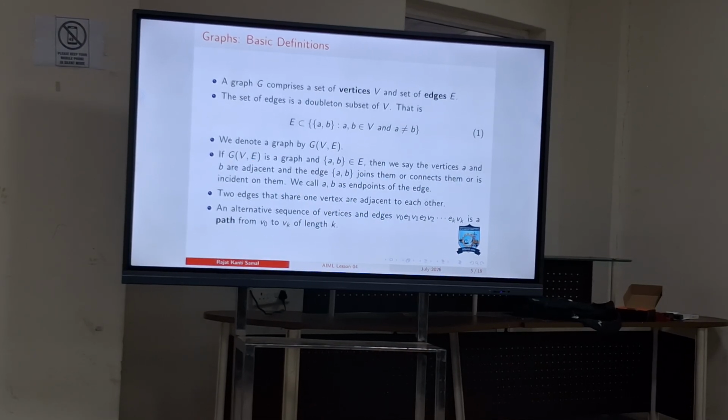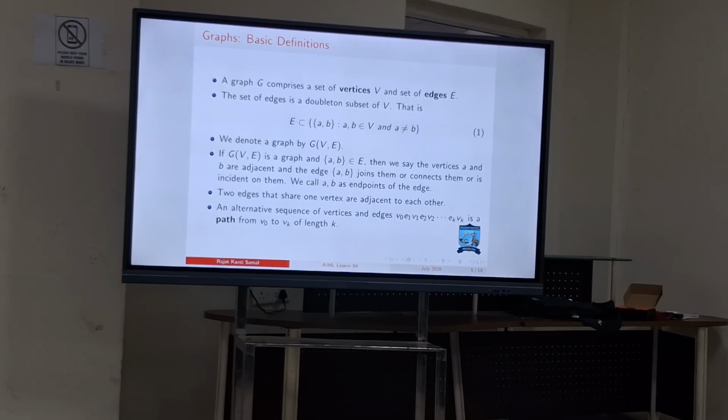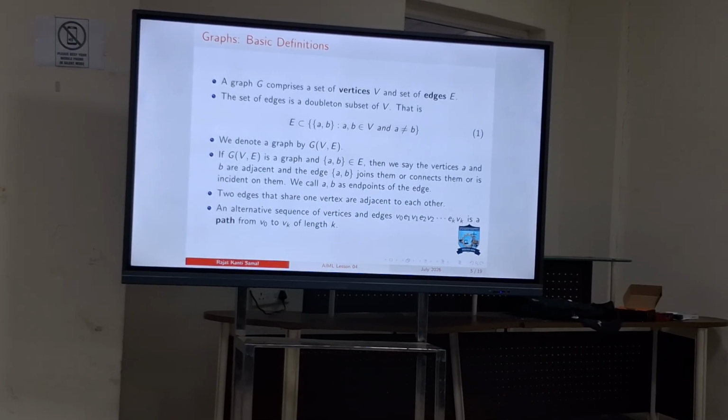If somebody wants to know more about AI and all this graph theory, you can join one course on discrete mathematics. Okay, that is offered now in NPTEL. You can know in detail about graphs.